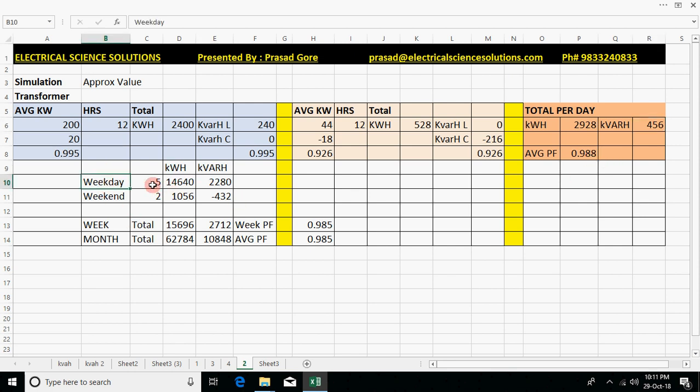So this is simple. The weekday that you have, 5 into this is the average total per day. So 2928 consumption per day kWh for 5 days, and kVARh for these 5 days, working 5 days. For the 2 weekend days, this load remains 24 by 7. So you just multiply this by 2, and actually I have to do it by 24 hours, but still okay, 216. So the average power factor will come down to 0.985. So though you have an APFC panel, if you are having this kind of scenario, your power factor will not be maintained at 0.995 or above 0.99.